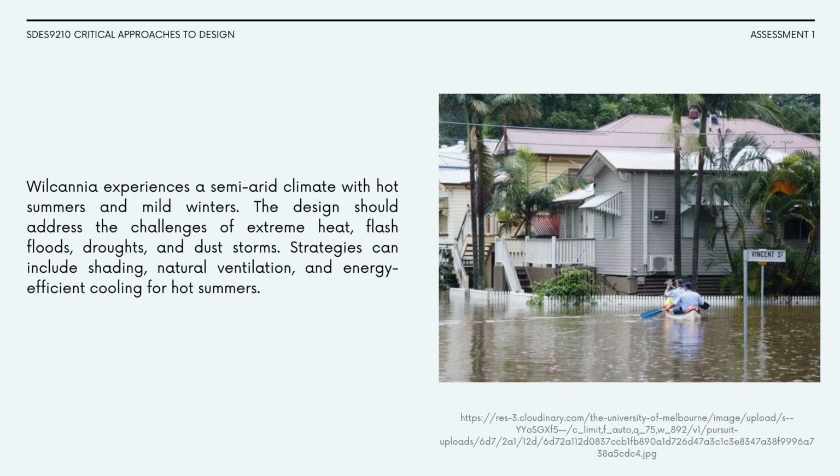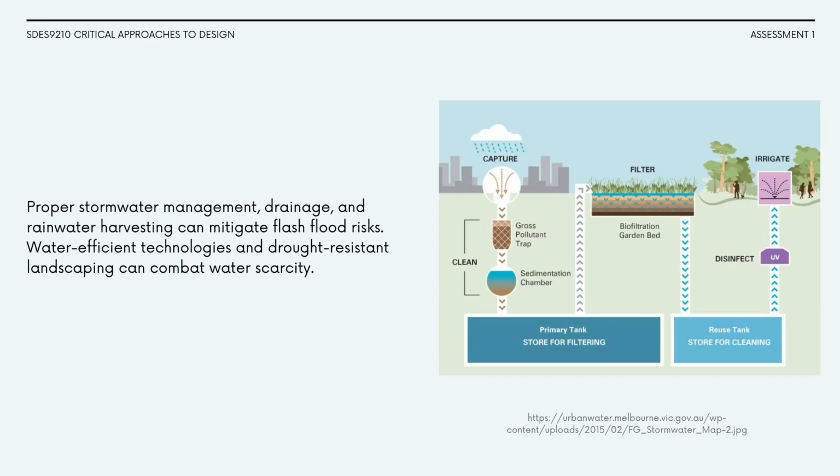Strategies can include shading, natural ventilation, and energy-efficient cooling for hot summers. Proper stormwater management, drainage, and rainwater harvesting can mitigate flash flood risks. Water-efficient technologies and drought-resistant landscaping can combat water scarcity.